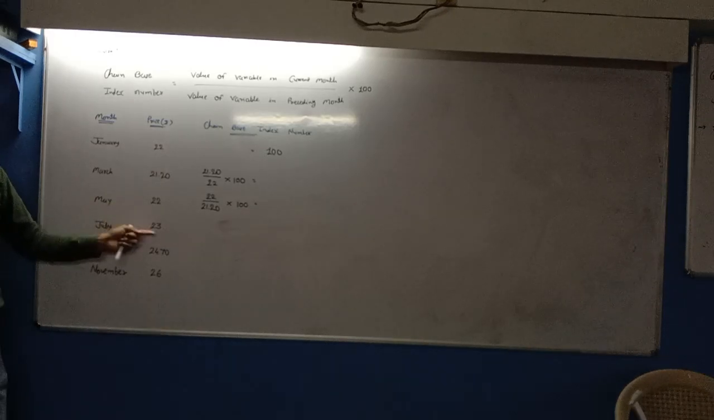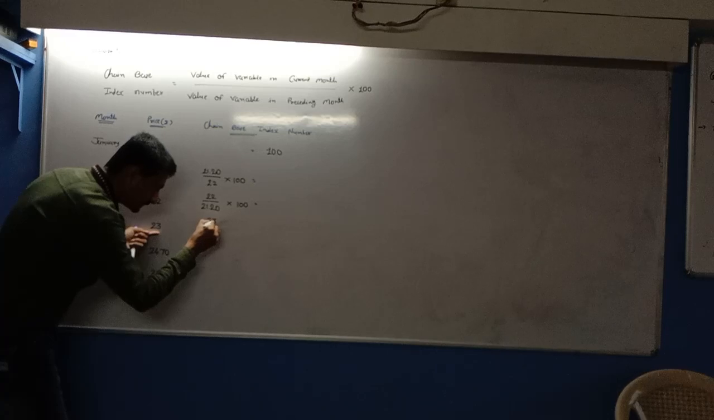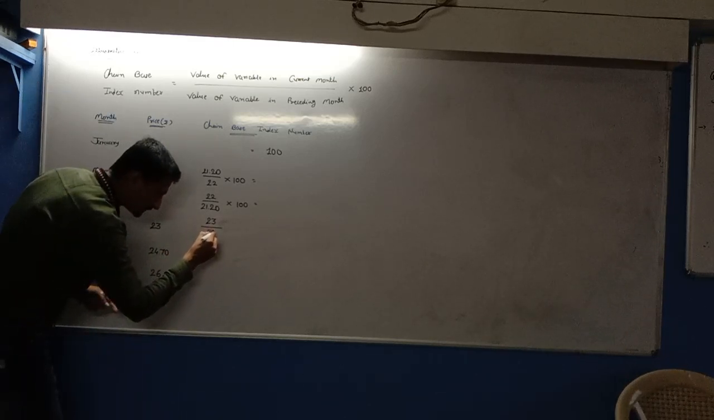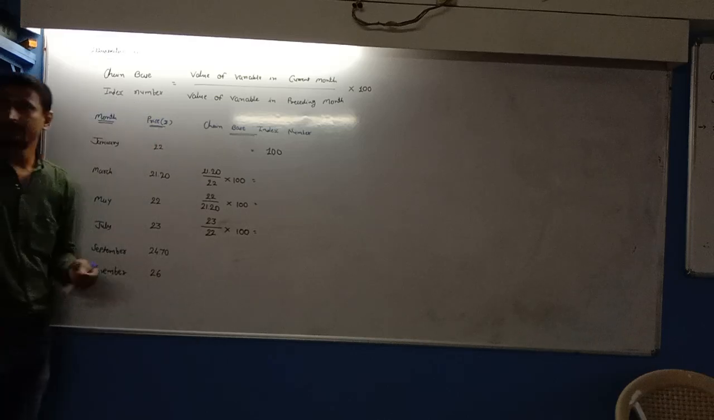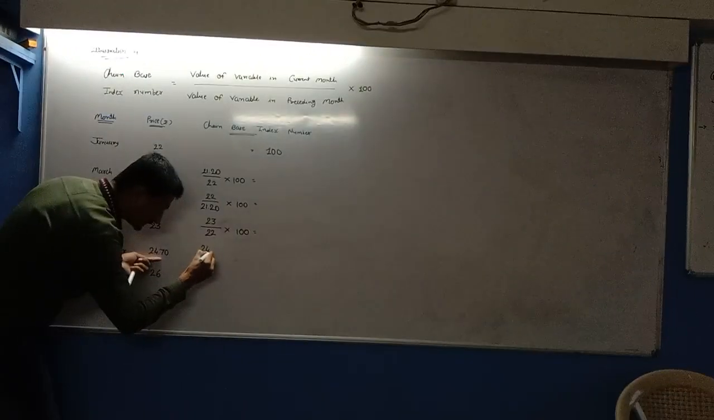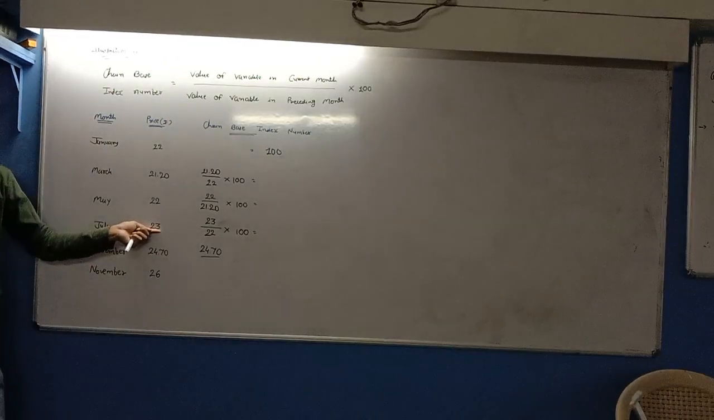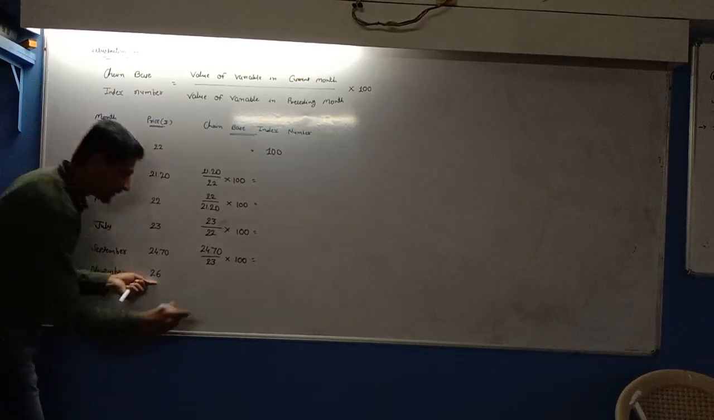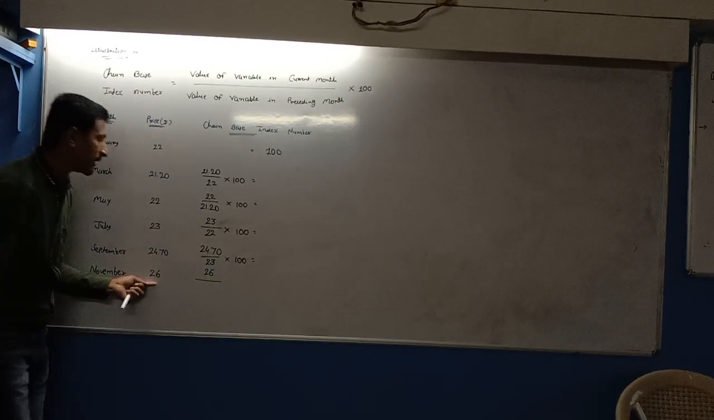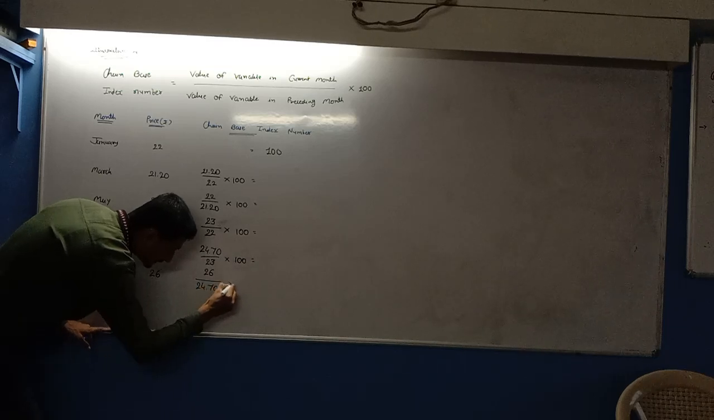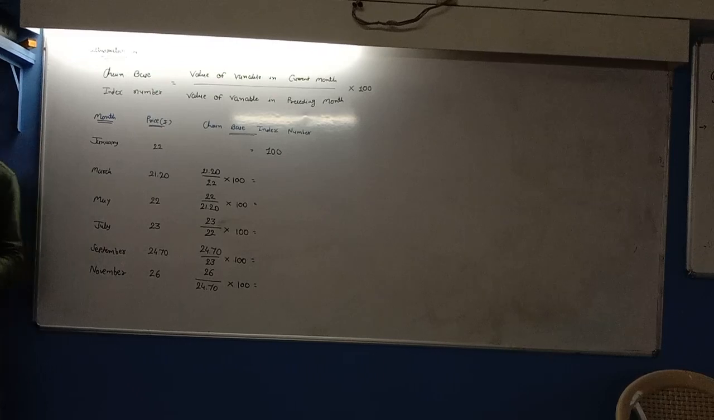Next, current month value 23 divided by preceding month value 22. Next, current month value 24.70 divided by preceding month value 23 into 100, and last, current month value 26 divided by preceding month value 24.70 into 100. Using the calculator.